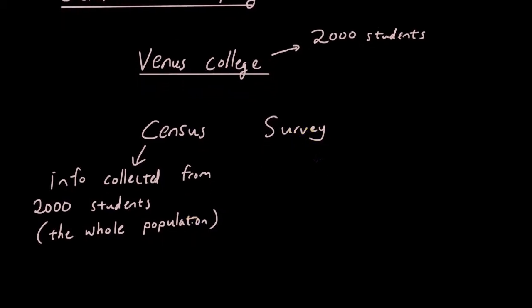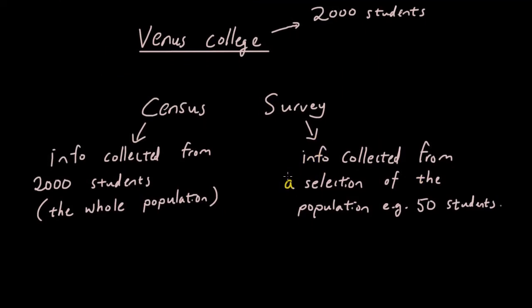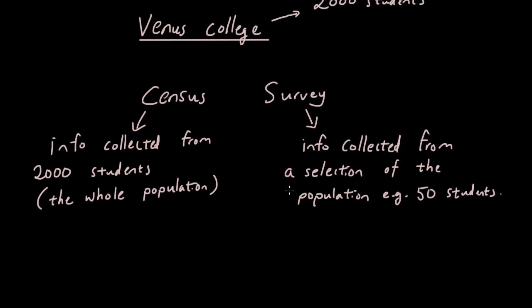Now let's talk about what a survey is, which is the second way of getting information. A survey is when you only collect the information from a selection of the population. So rather than collecting the information from every single student, you only collect information from, let's say, 50 students. You don't have to hand out a survey to every single student in the school, because that would probably take a very long time to process the information.